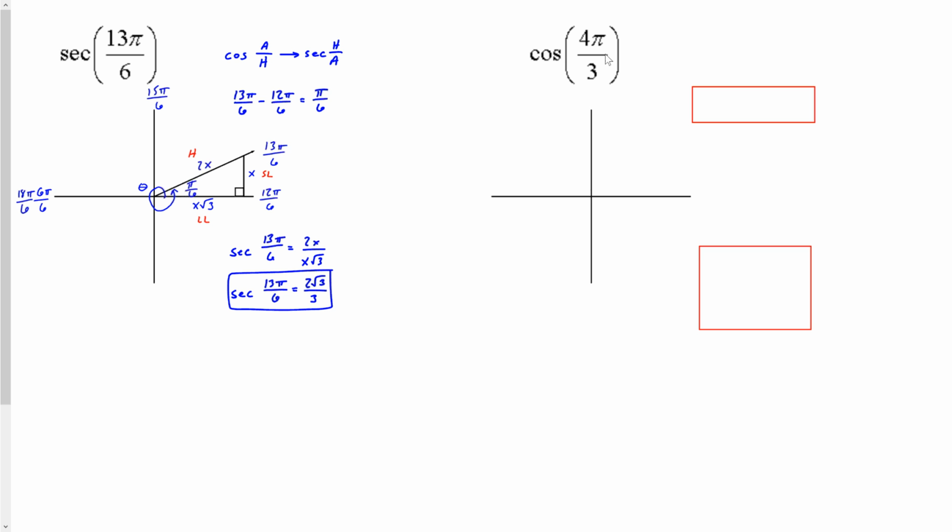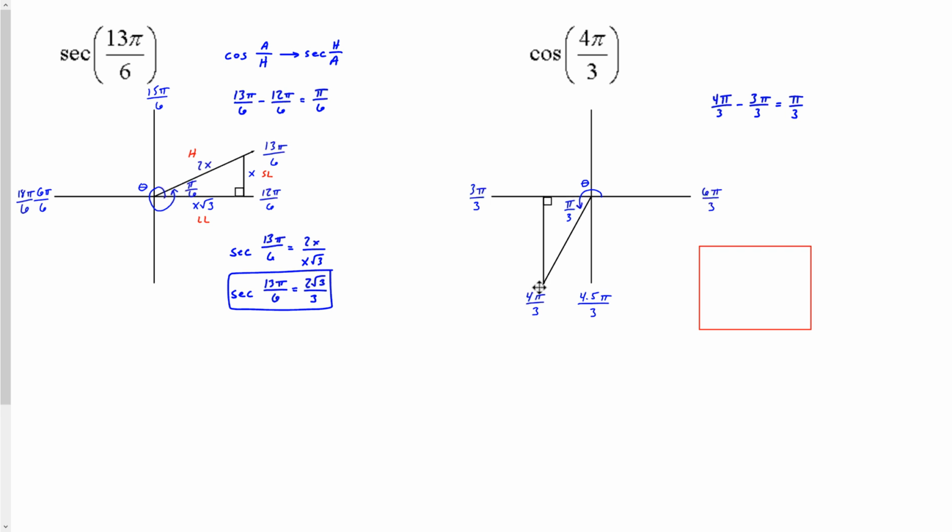Our final one, we have the cosine of 4 pi over 3. So we need to first draw that in standard position. This ends up being in the third quadrant. The triangle always goes back to the x-axis. Find your reference angle: 4 pi over 3 minus 3 pi over 3 is just pi over 3.